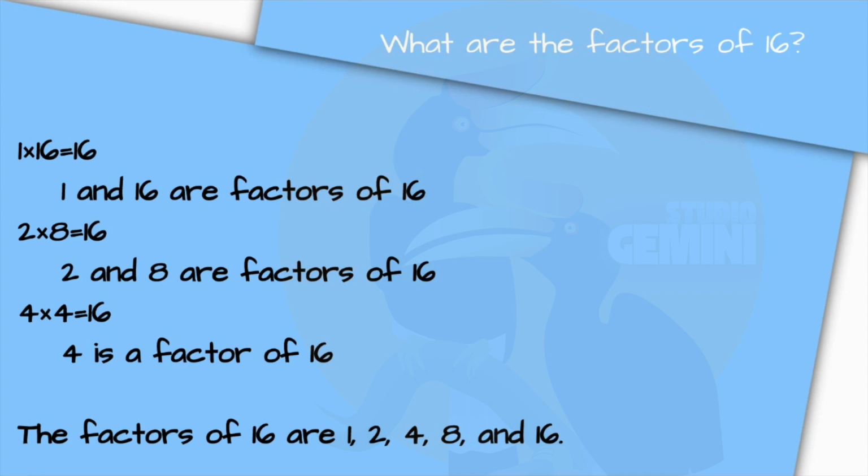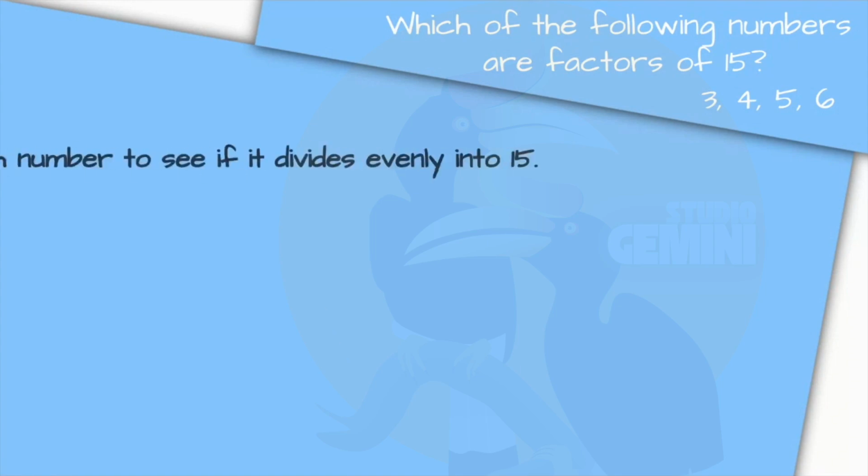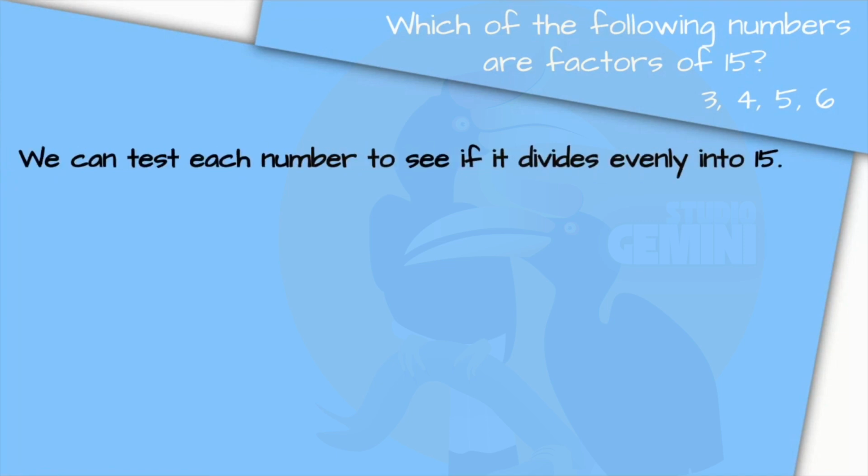Let's look at one more example that's a little bit different now. Which of the following numbers are factors of 15? And there are choices, 3, 4, 5, and 6. For a question like this, we are given choices and have to identify which ones are indeed factors of 15. To do this, we can test each number to see if it divides evenly into 15.